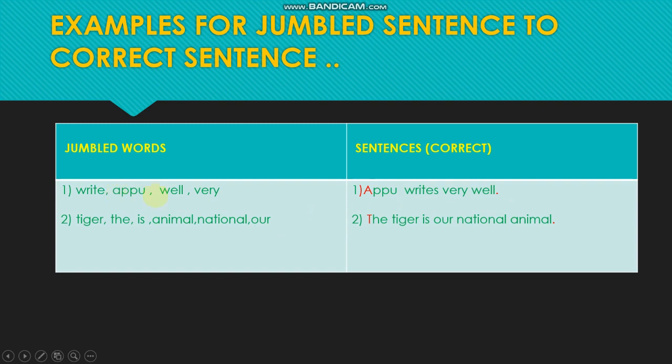Here you can see Apu is a name, so the A is in capital and the sentence ends in a full stop. So there's a full stop given as well. Let's look at the second one. Tiger, the, is, animal, national, are. This does not make complete sense. Here, the tiger is the national animal. T is capital, full stop.